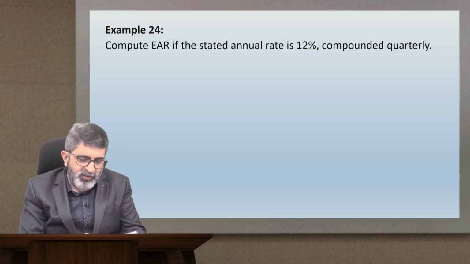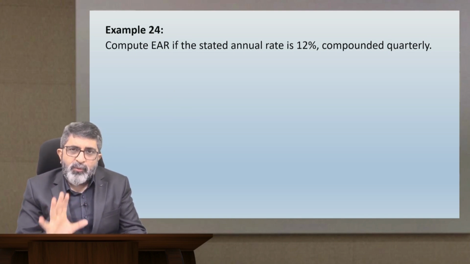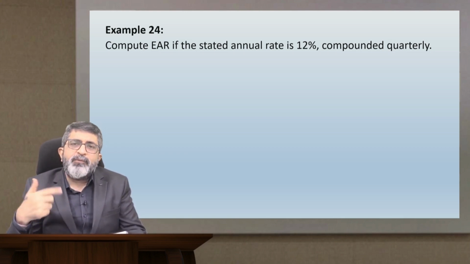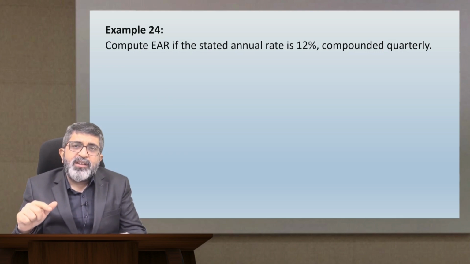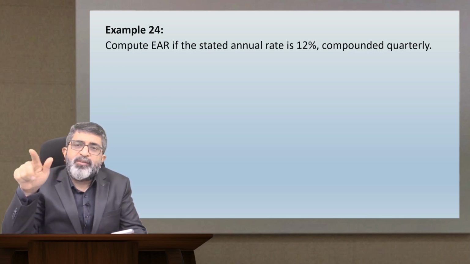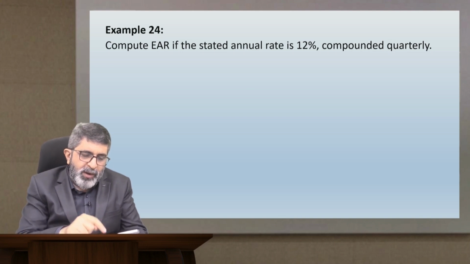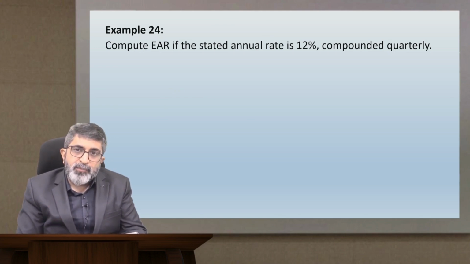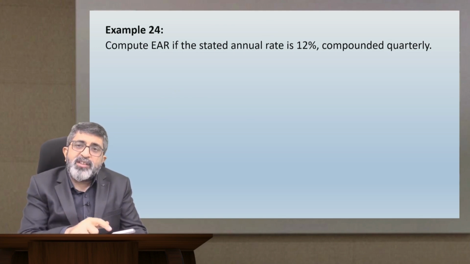So first what you do is pick your calculator, turn it on, and 0.12 is the input. This is the stated annual rate. Compounding frequency is quarterly, means it is 4 times in a year. So m equals to 4. So 0.12 divided by 4, it becomes 0.03. If it is 0.03, this is the periodic rate.